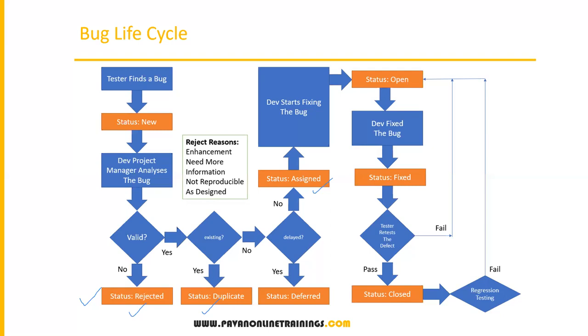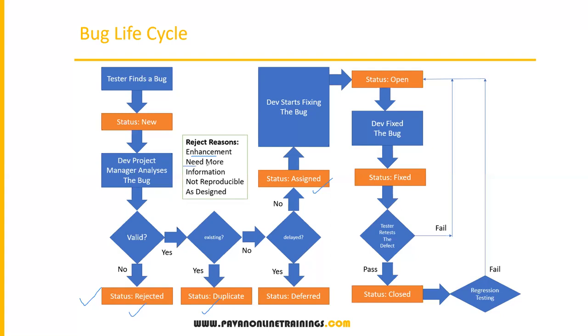Okay. Sometimes a bug is rejected. Then what could be the reasons? Sometimes the reason could be an enhancement. Whatever bug you reported, the developers think that it is an enhancement, not exactly a bug. Enhancement means that in coming versions, they will implement it as a feature or as functionality. So they will reject that bug because the developer thinks that it is an enhancement.